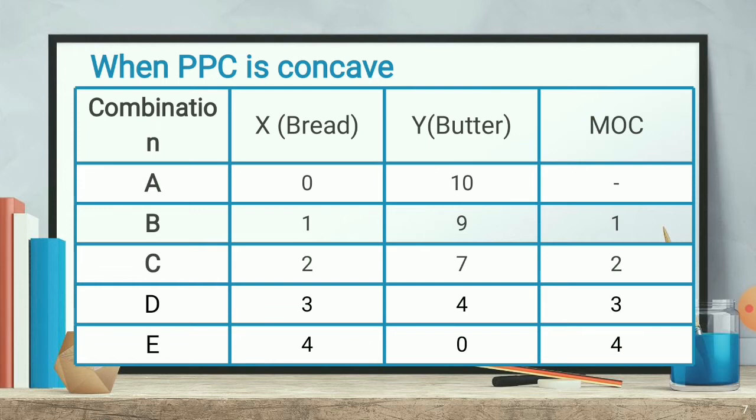How? Previously butter had 10 resources, now it is 9, then 7, then 4, then 0. Similarly, if we see bread, it is gaining time and again: 1, then 2, then 3 and 4. So every time bread is gaining and butter is losing. Using the formula loss upon gain, we are finding marginal opportunity cost. I'll show you at the last how it has been calculated.